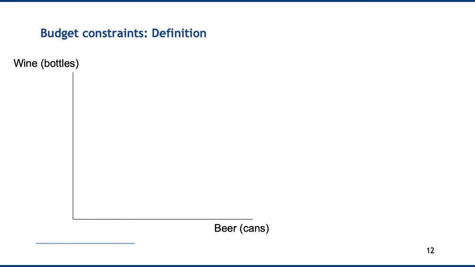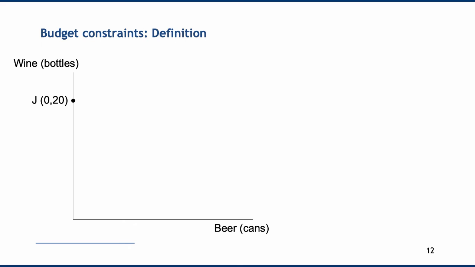So if we plot on a graph wine on the y-axis and beer on the x-axis, we can consider some various points. Let's imagine that we just spend all of our money on wine, and we've got £100 and wine is £5 a bottle. That means that we can afford to buy 20 bottles of wine. At point J, we've got 0 cans of beer. We spent everything on 20 bottles of wine.